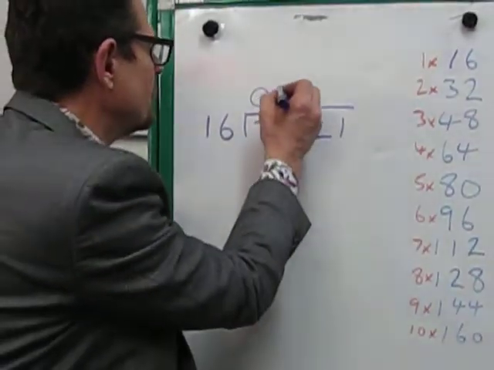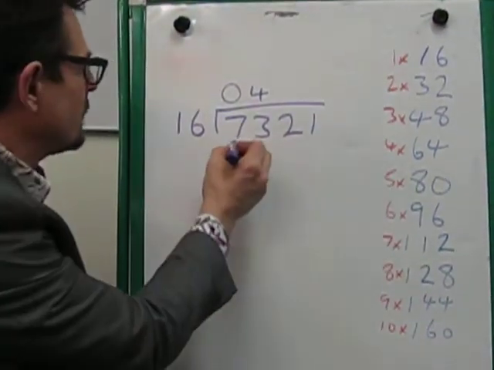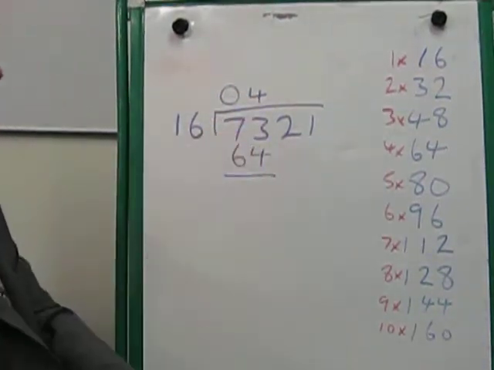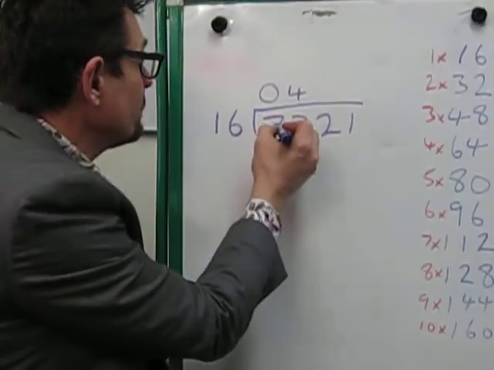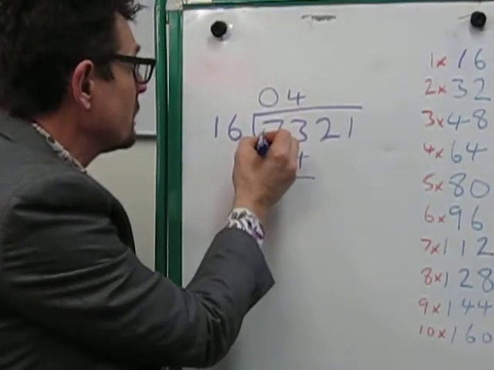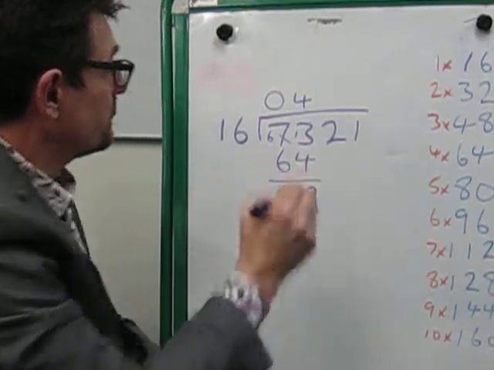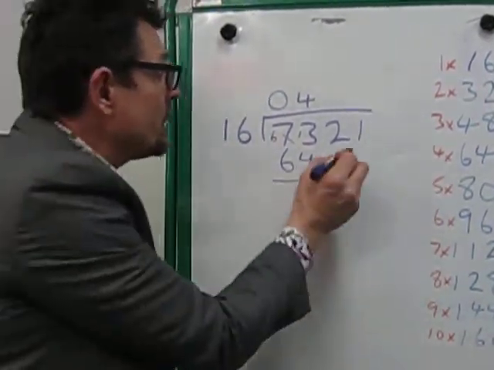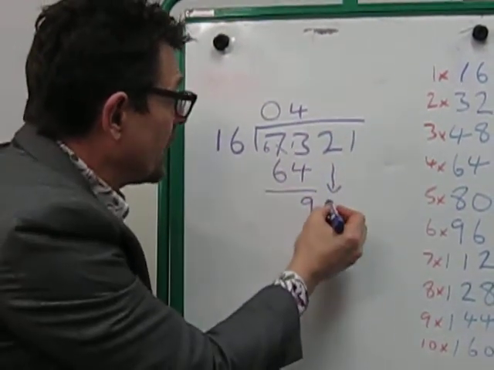So we put our 4 up here, and 4 16s is 64. We write that there, and then we find out the remainder. Well, 7 take away 4. Can't do that, it's a negative number. Let's exchange 1 there, and put 10 there, and we end up with 9. Okay, so it's 4 remainder 9. Great. Then we bring down our next digit, with a little arrow to demonstrate that, which is 2.